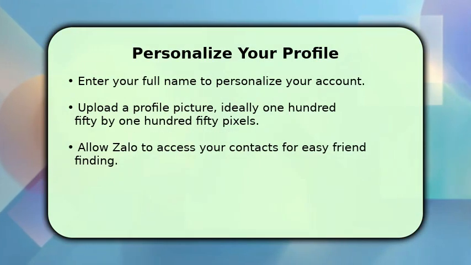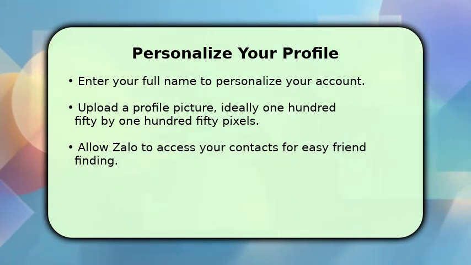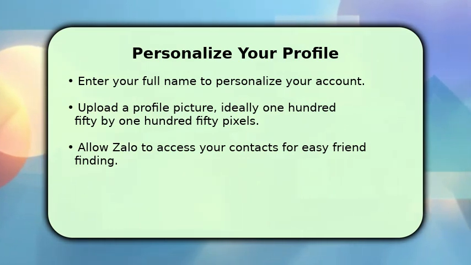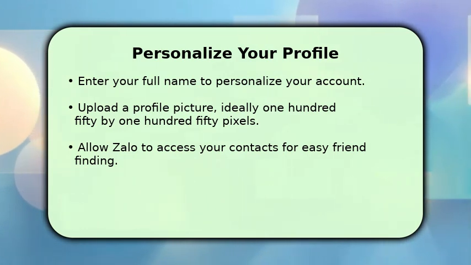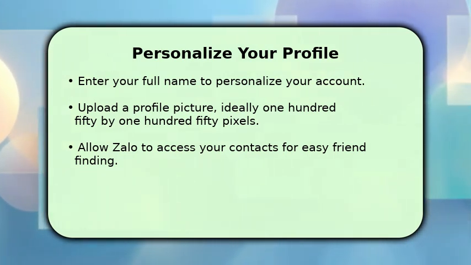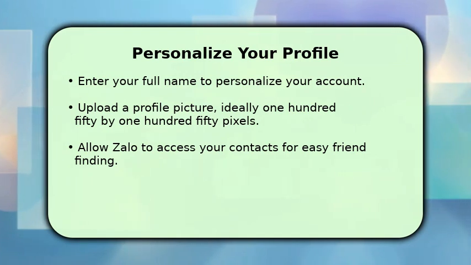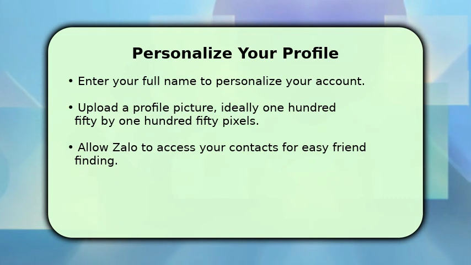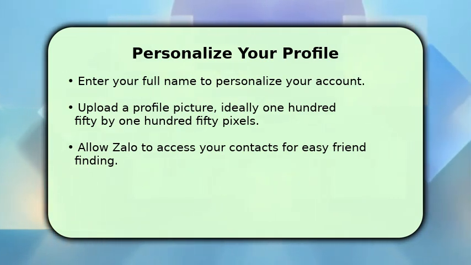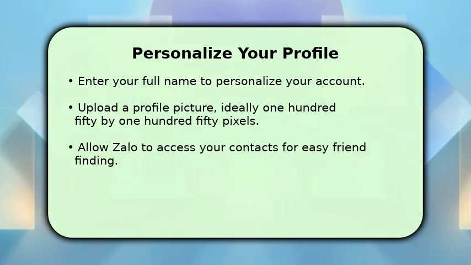With your account registered, let's personalize your profile. Start by entering your full name, which helps friends recognize you. Next, upload a profile picture. A square image, around 150 by 150 pixels, works best. You can also grant Zalo permission to access your phone's contacts, making it simple to find and connect with friends already on the platform. For enhanced security, consider enabling two-factor authentication in your settings.